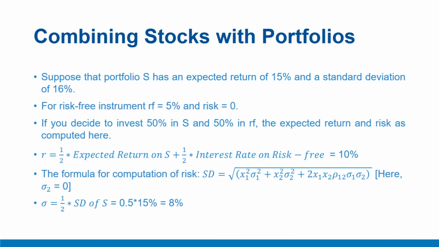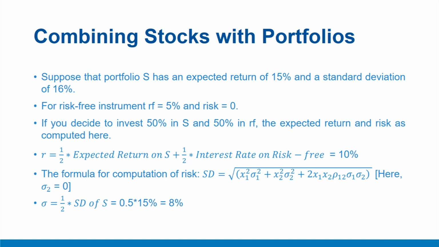We'll put some numbers on this. Suppose that portfolio S has an expected return of 15% and a standard deviation of 16%. The risk-free instrument, for example a treasury bill, offers an interest rate RF, maybe 5%, and of course can be considered as risk-free, that is, a standard deviation of 0. If you decide to invest half of your money in portfolio S and invest the remaining amount at 5% in the risk-free instrument, the return on your portfolio can be easily computed as shown here.